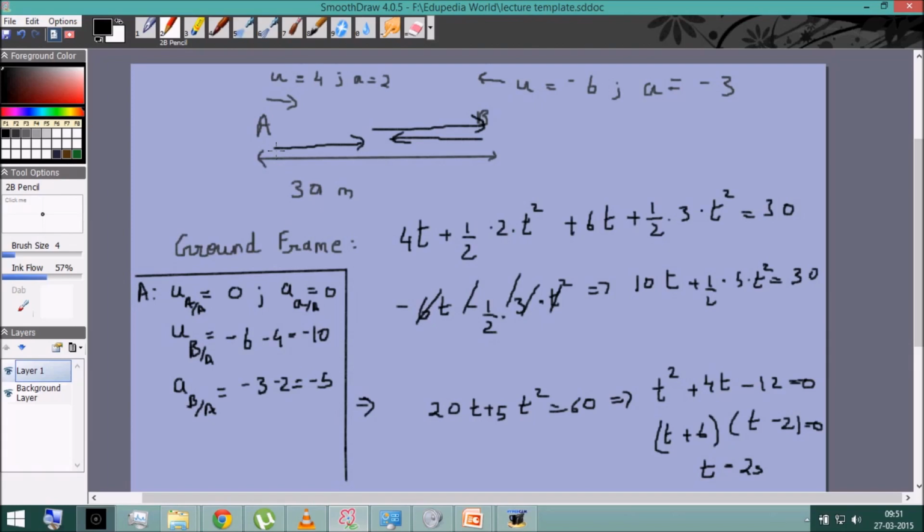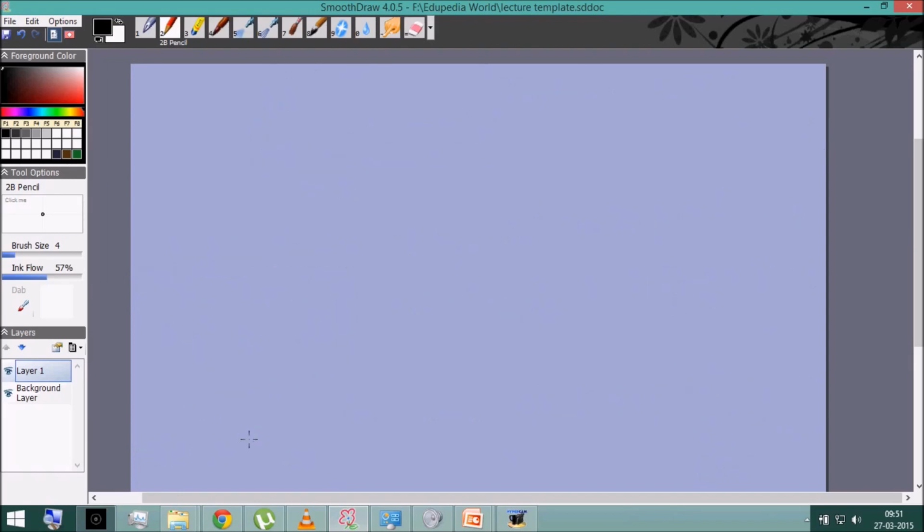And the equation which will give us in the frame of A is, the displacement of B should be minus 30. When B travels negative 30 meters, it reaches A. So the equation will be minus 30 is equal to ut, that is minus 10t minus 5t square by 2. You can see this equation is basically the same as the earlier equation, except both of them are reversed by a minus sign. So we see that in the frame of A, we get the same equation.